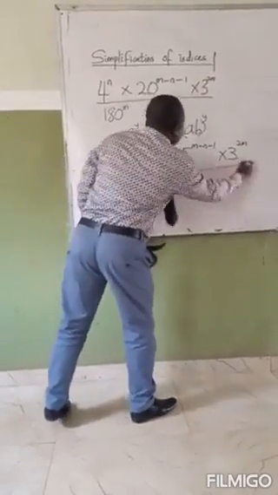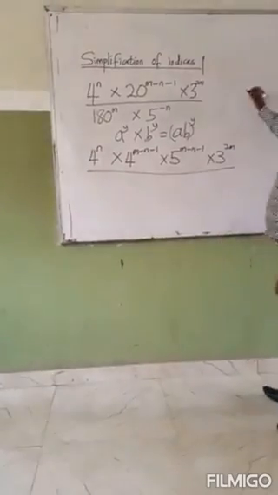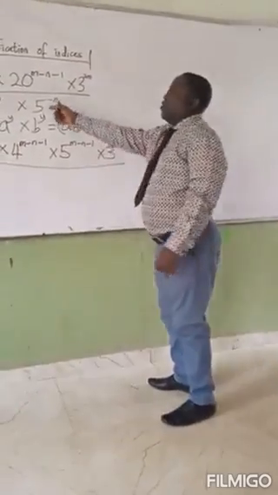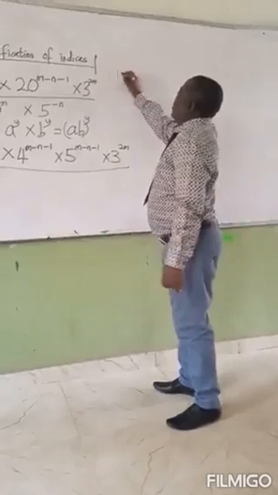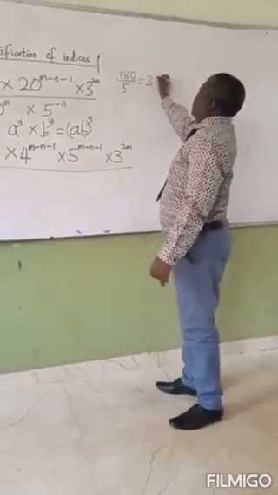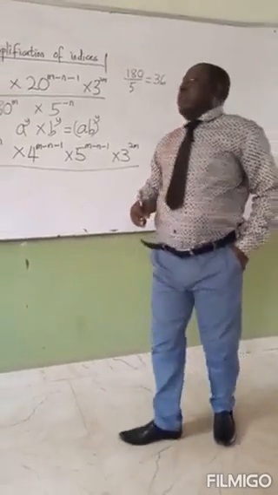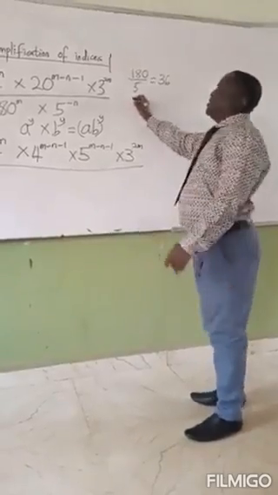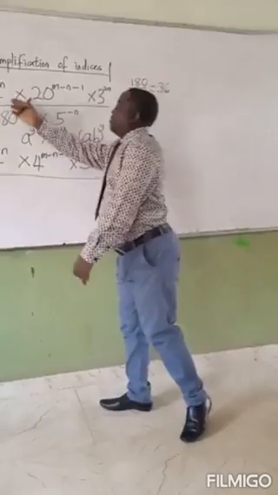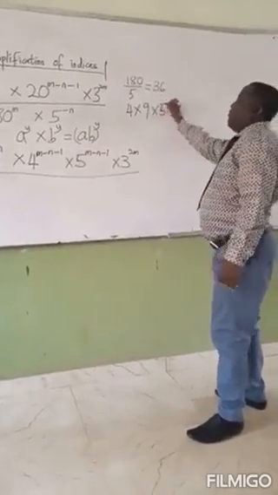Then for the denominator, 180 can be written as 36 times 5. How did I get that? Because we have base 5 here, I decide to divide 180 by 5. So 180 divided by 5 is 36. Then we can write 180 as 36 times 5. Then that 36 can be split into 4 and 9 because of base 4 here and base 3. So this is 4 times 9 times 5.